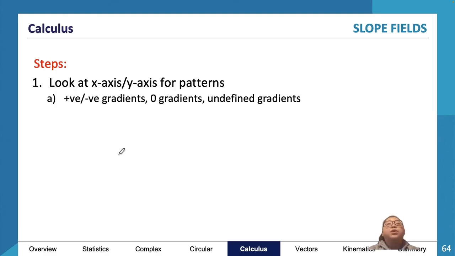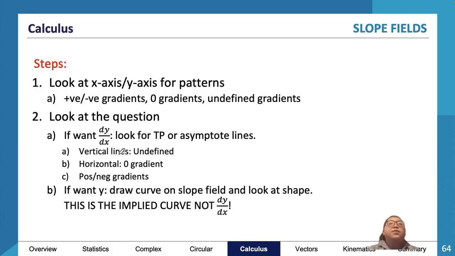So what you want to do is look at your x and y axis for patterns: positive, negative gradients, zero gradients, undefined gradients. Then you look at the question. If you want dy/dx, you look for turning points and asymptote lines. So you're going to look for vertical lines, that's where the gradient is undefined. You're going to look for horizontal lines, that's when the gradient is zero. And you're going to look for positive and negative sections of the gradient. If you want the y graph, what you're going to do is just draw the curve on the slope field and then look at the shape, because the graph on your slope field is going to be your curve, not your actual dy/dx. So keep that in mind.